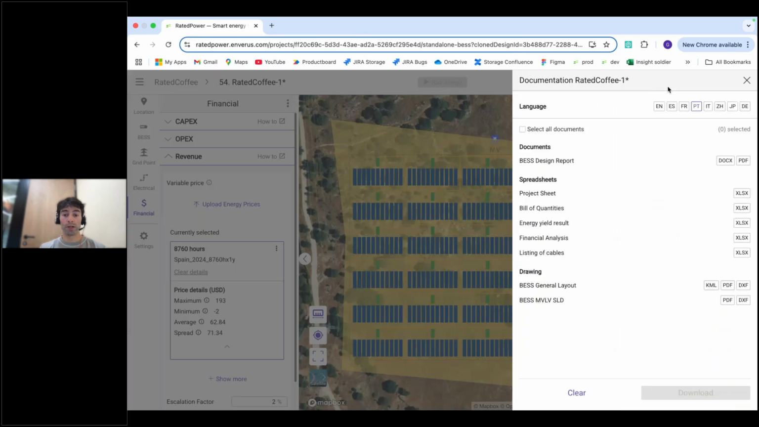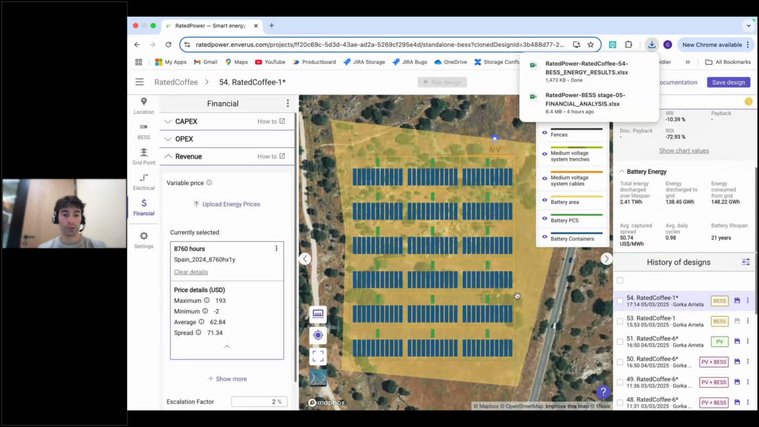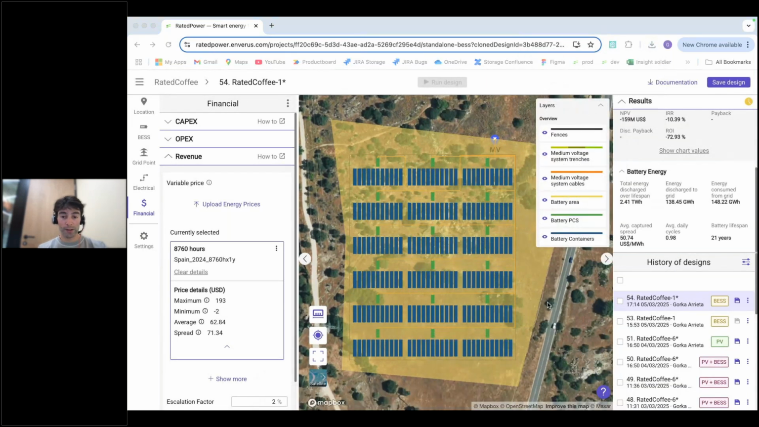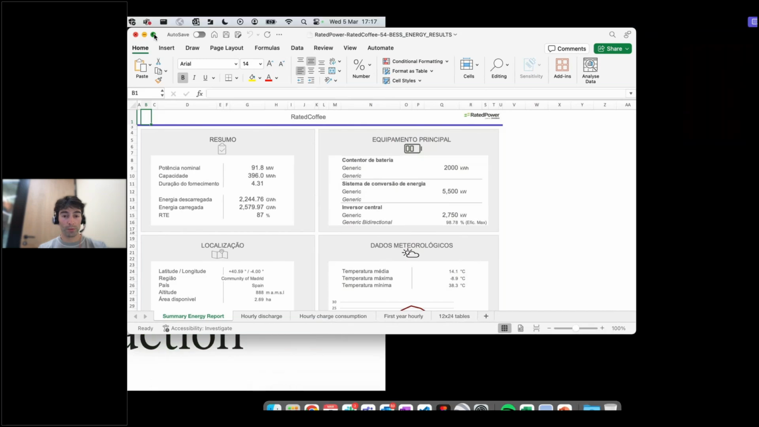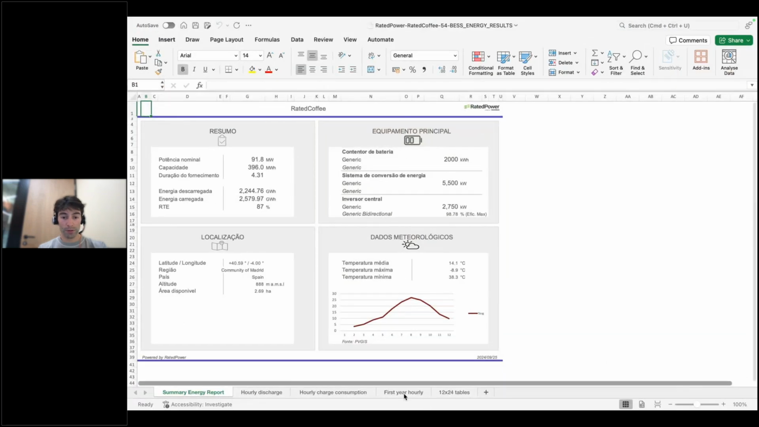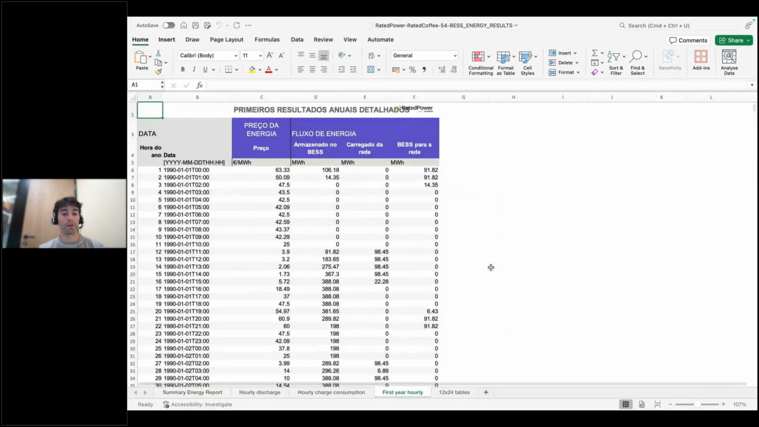You can also download a lot of documentation that is generated automatically, but we're going to check out only the energy yield results, which shows the energy exchange on an hourly basis. So let me open this. Okay, here you see hour by hour the exchange of energy of the battery.